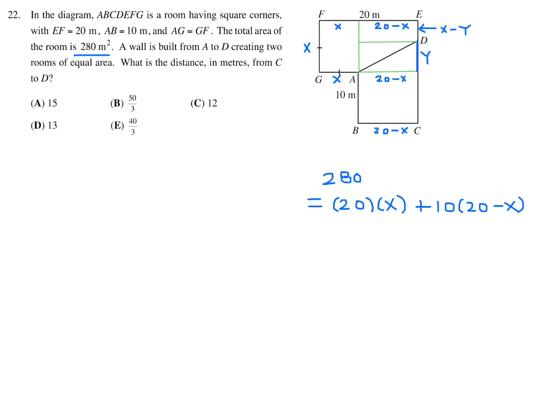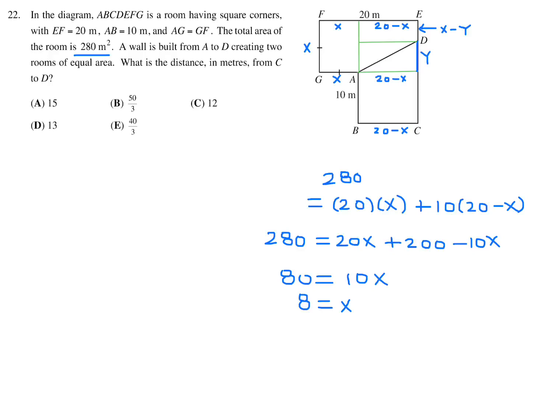All right, so here we go. Let's just do the algebra there. 280 is equal to 20x plus 200 minus 10x, like that. And this is 10x. Then put the 200 on the other side and you get 80, and therefore x is equal to 8. All right, that's very helpful.